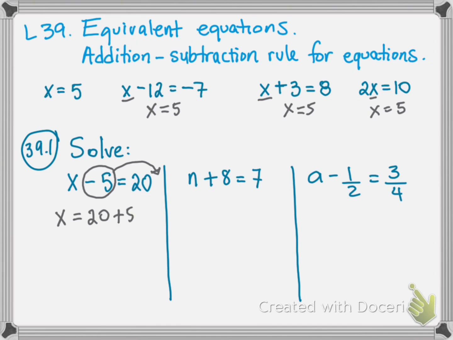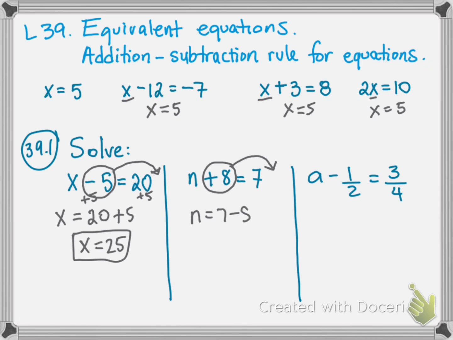So notice that is the same as if I also add plus 5 here and plus 5 here. So you can think about it either way, but just think about it as passing it to do the opposite operation of what it is doing on the left. So in this case, x equals 25. In the next example, 8 is adding, and we want to get rid of it, so we'll subtract 8, and we'll pass it to the other side. So it's 7 minus 8, and that is negative 1.